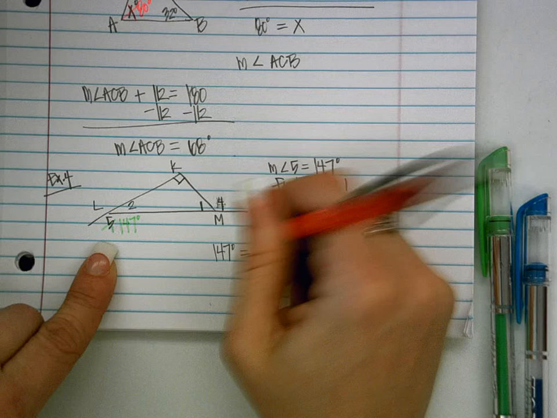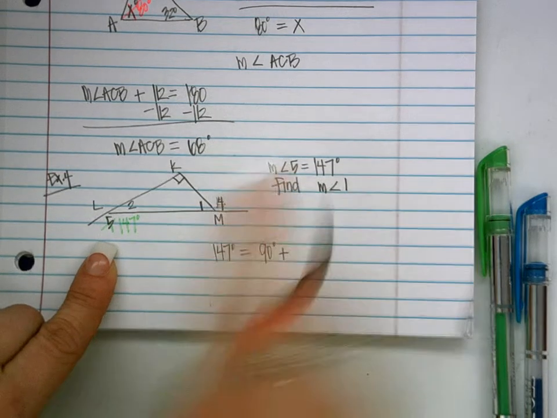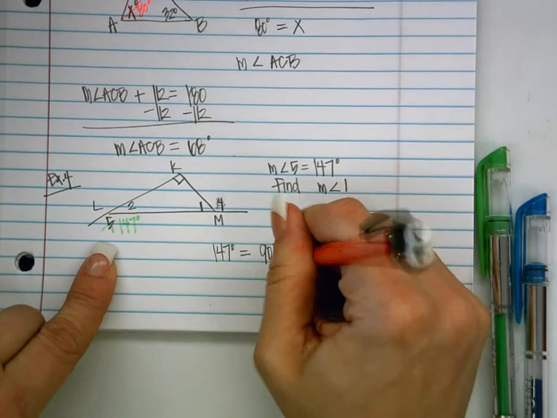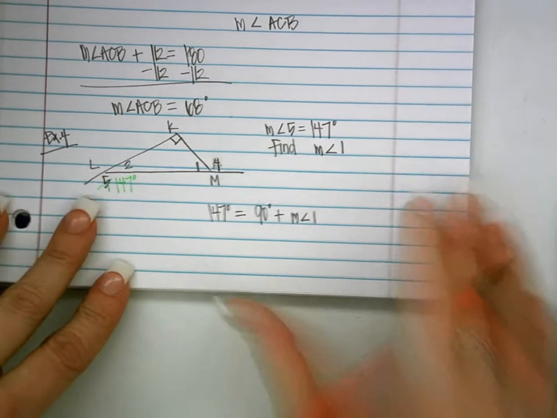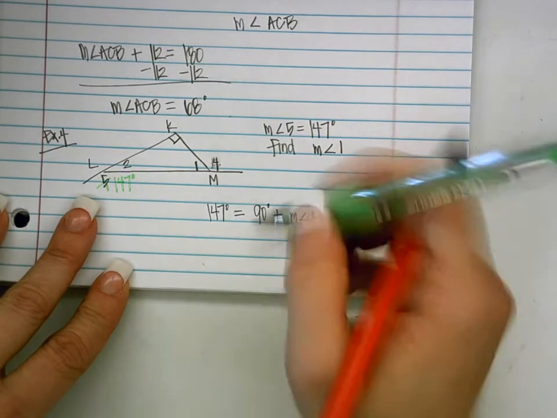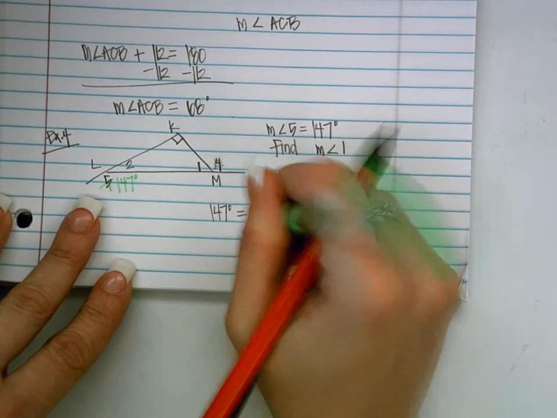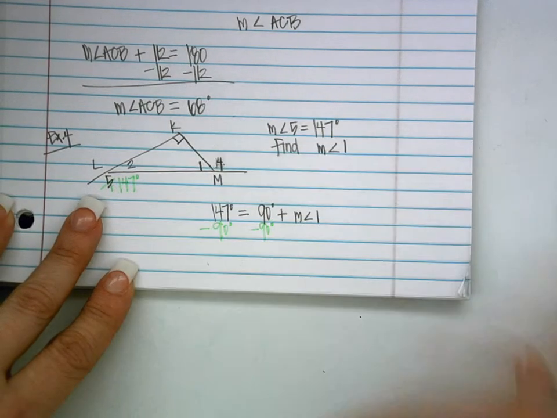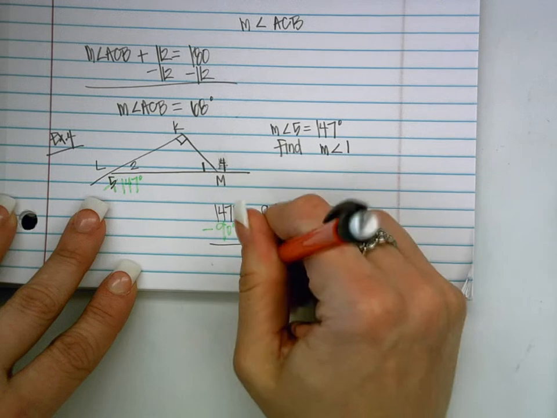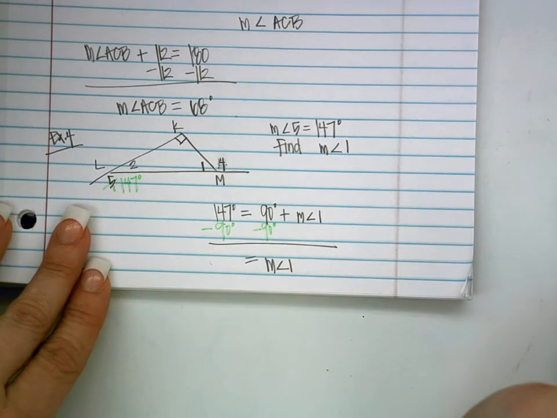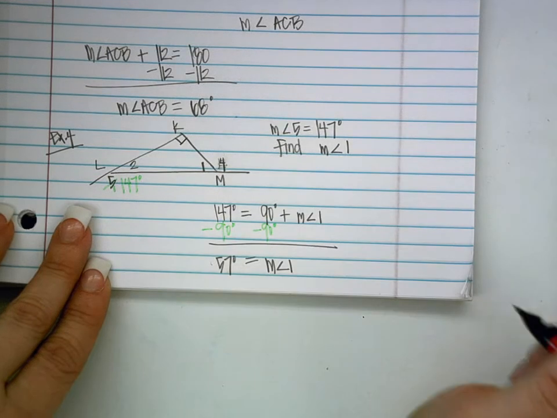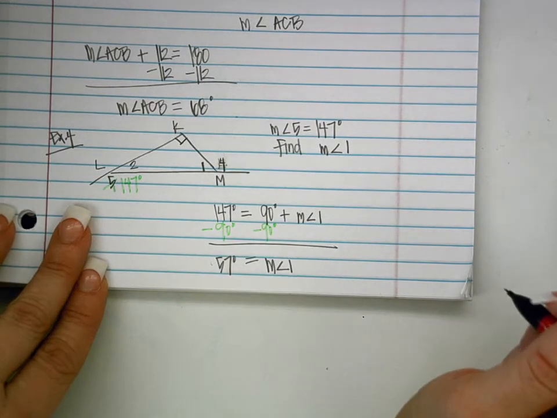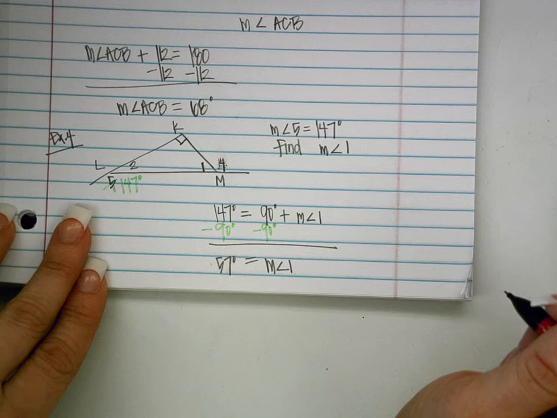90 plus this one, we're just going to say measure of angle 1. Can you solve that? How do you solve that? Subtract 90 from both sides. What do we get for the measure of angle 1? 57 degrees. That's your answer. Questions on how I did that? Measure of angle 1 would be 57 degrees.